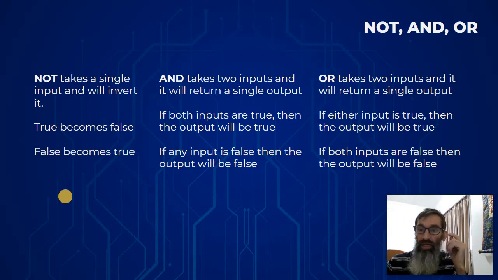OR takes 2 inputs and it returns a single output. If either of those inputs are true, then the output will be true. And these 2 work very similar to how you would have in an English statement: the book is red or it is blue. So you know the book is one of those 2 colours.